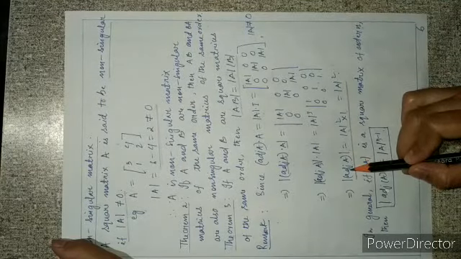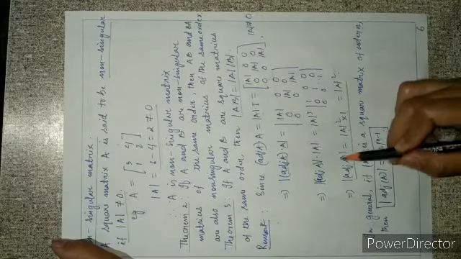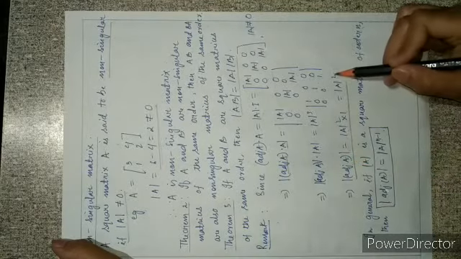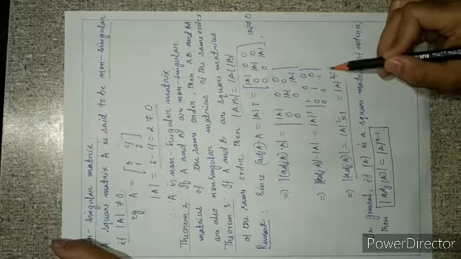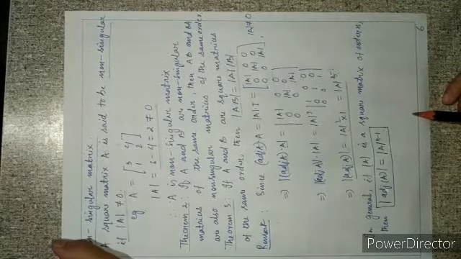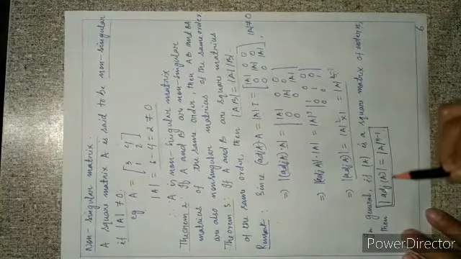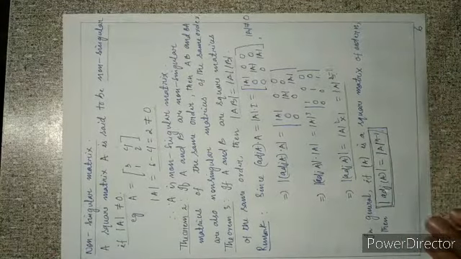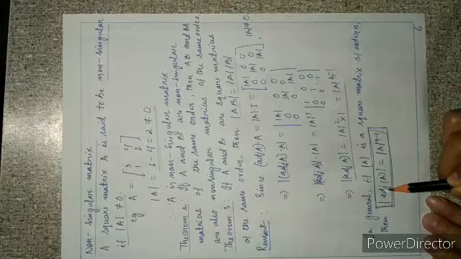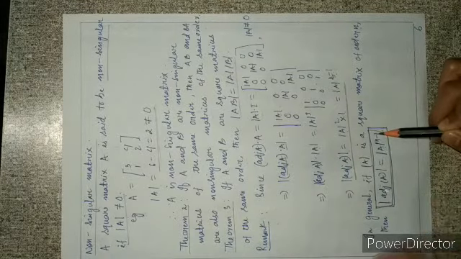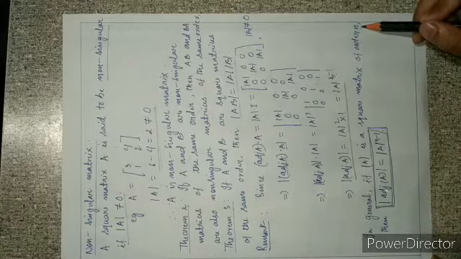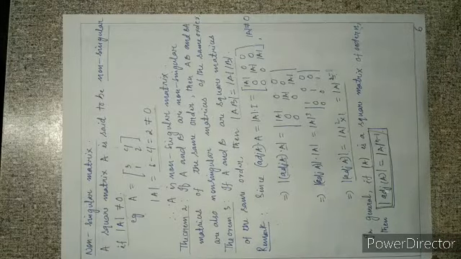If A is a square matrix of order 2, the determinant of adjoint A is to the power 2 minus 1. For order 3, it is 3 minus 1. This is an important result: the determinant of adjoint A is equal to the determinant of A whole to the power n minus 1, where n is the order of the given square matrix. For today, let's end here.